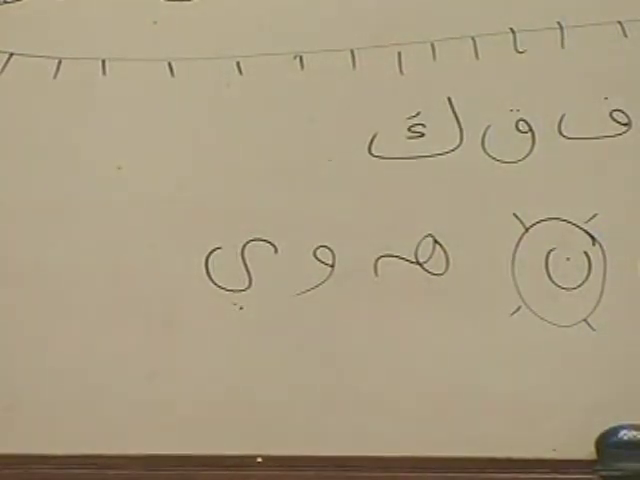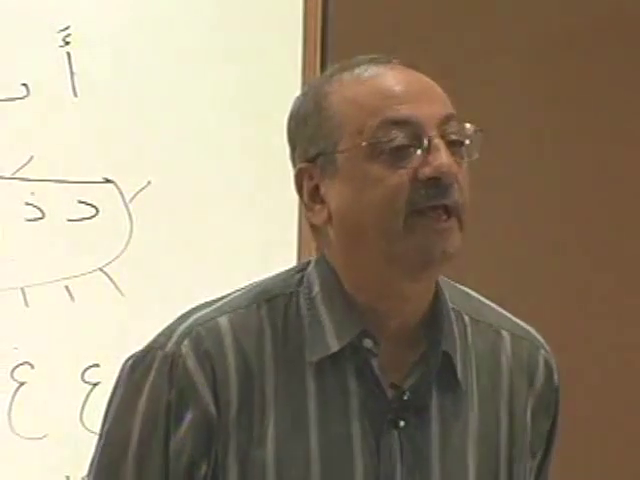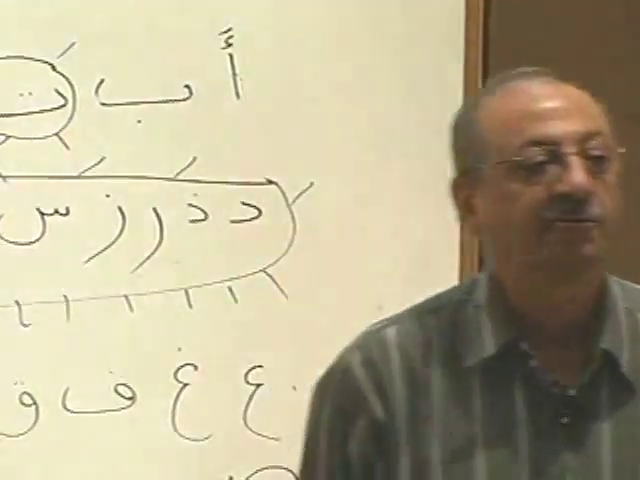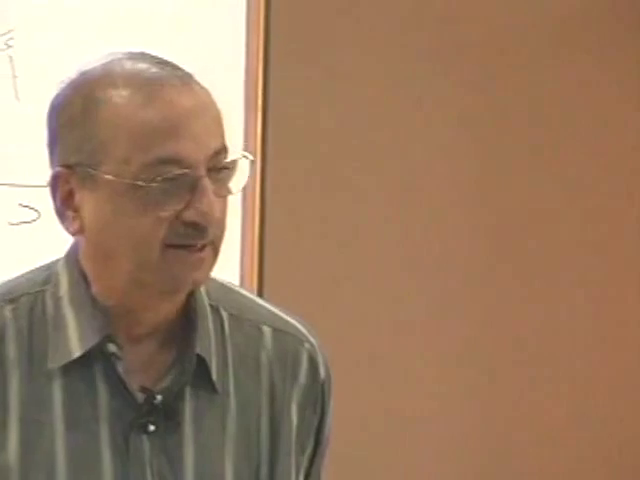Now, since we are doing this, we have to learn a little extra, brother. Hamza. Are you with me? There are two kinds of Hamza. We are going to learn two kinds of Hamza. One is called Hamzatul Wasl, Hamza of assimilation. And the other one is called Hamzatul Qat'.